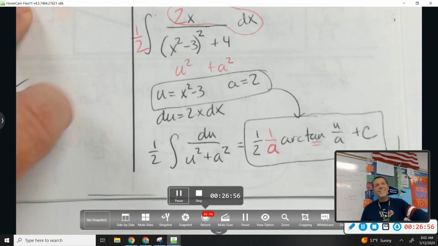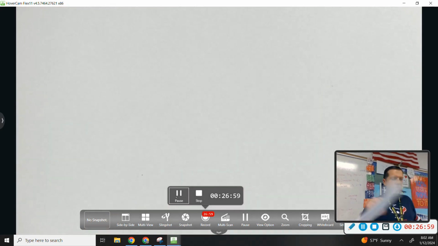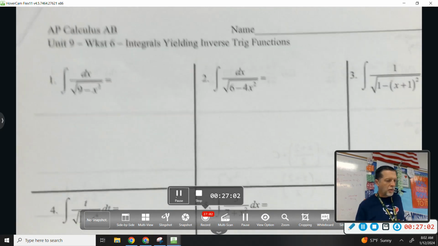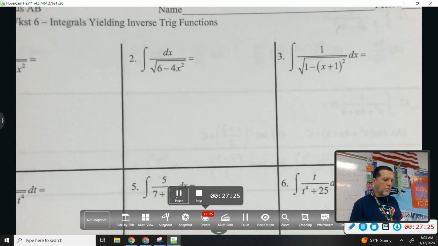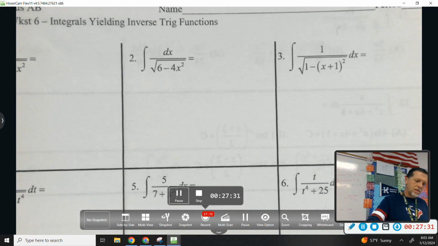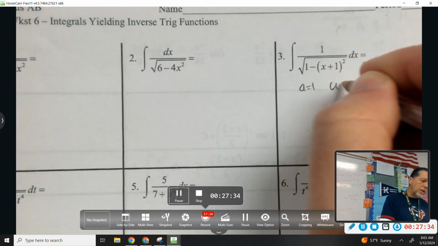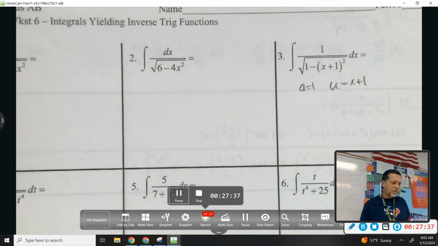Let's look at the worksheet, see if there's anything crazy on it. Or maybe we just look through and see what we think each one is. Looking at number 1, what does it look like? Arc sine. What's number 2 look like? Sine. This is a square root in there. How about number 3? I think that's sine again, because a would be 1 and u would be x plus 1. So that would be an arc sine problem.